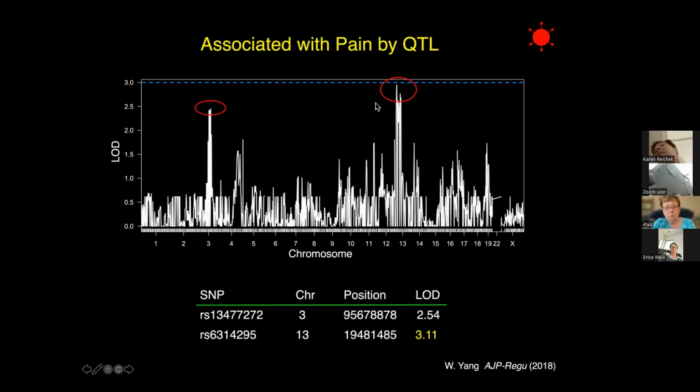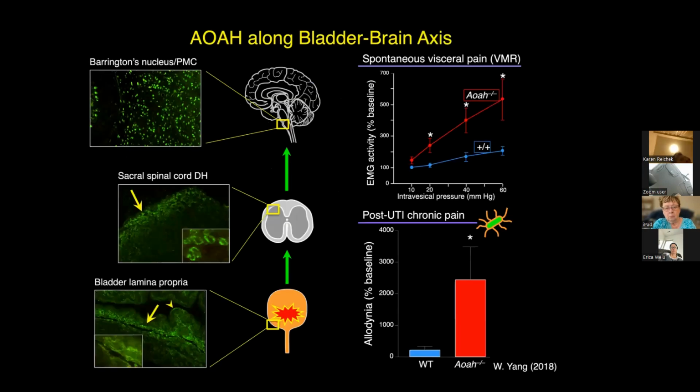We found one region here on chromosome 13. And that led us to identify a gene with a very complicated name. It encodes a protein called acyloxyacyl hydrolase, or AOAH. We've spent a lot of time looking at AOAH since that discovery. We found that it's expressed from the bladder to the spinal cord, where the sensory inputs come in, to key regions controlling bladder function in the brain, such as the Barrington's nucleus, as it's called in rats and mice. In humans, this is often called the pontine micturition center.